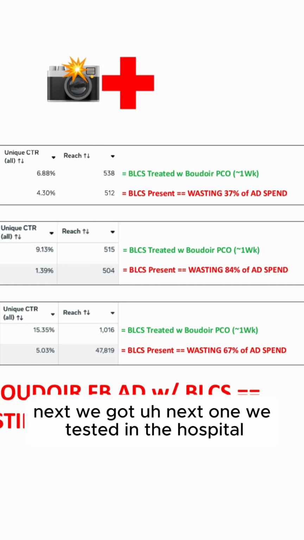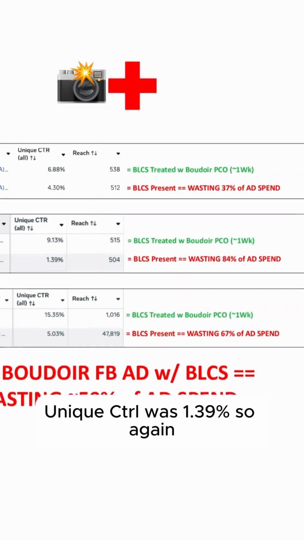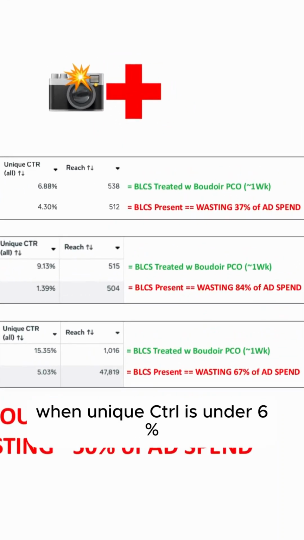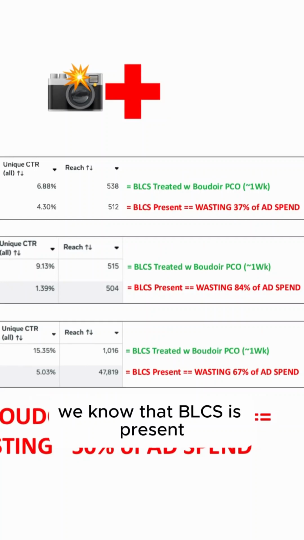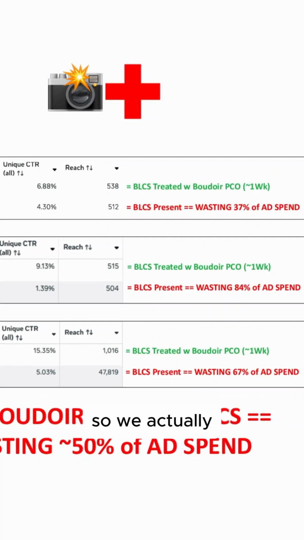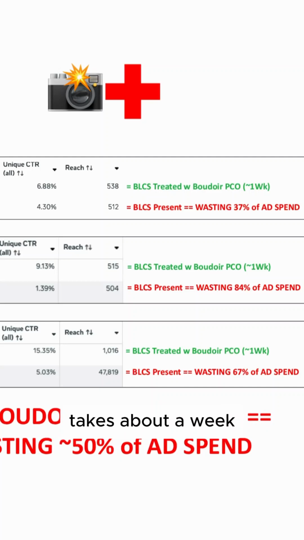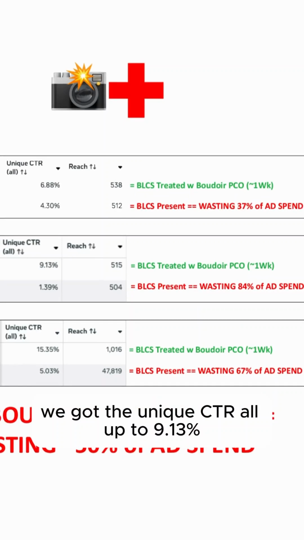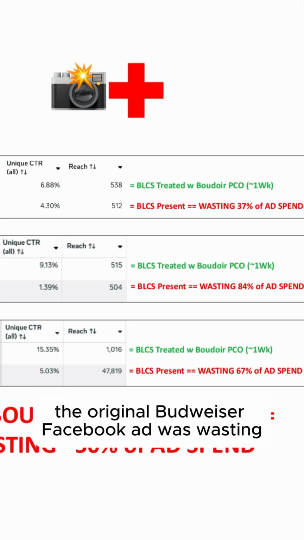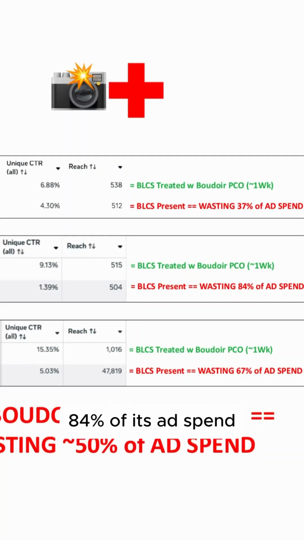Next, the next one we tested in the hospital. Unique CTR was 1.39%. So again, when unique CTR is under 6%, we know that BLCS is present. So we go duplicate it, treat it with Boudoir PICO, takes about a week. We got the unique CTR up to 9.13%. So we found out the original Boudoir Facebook ad was wasting 84% of its ad spend.